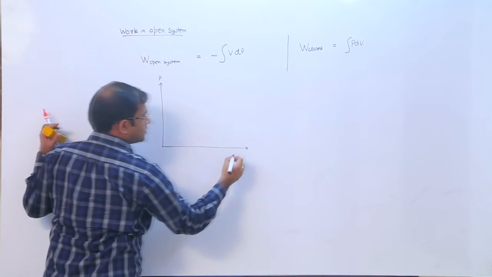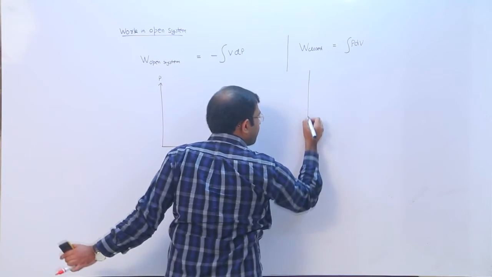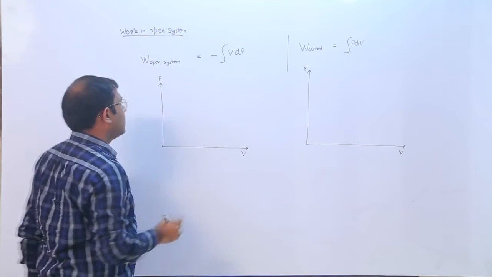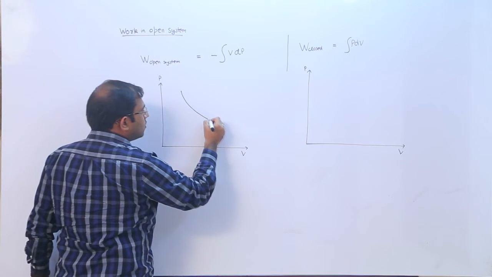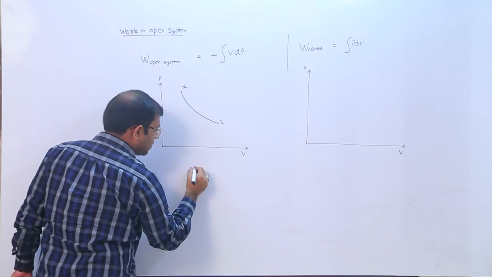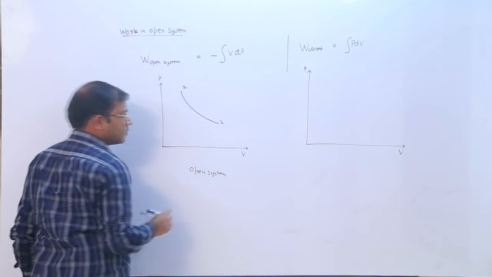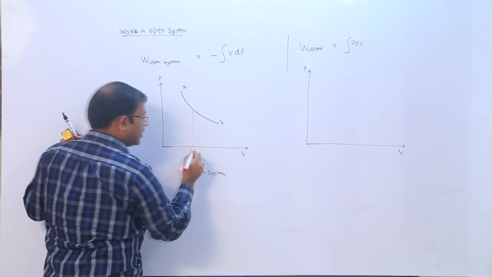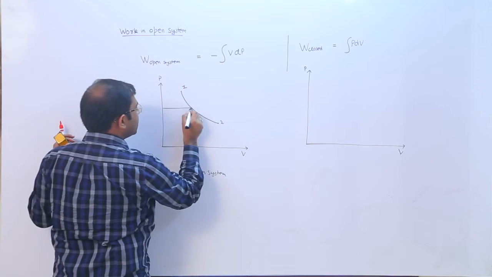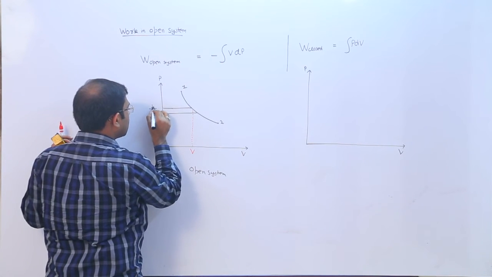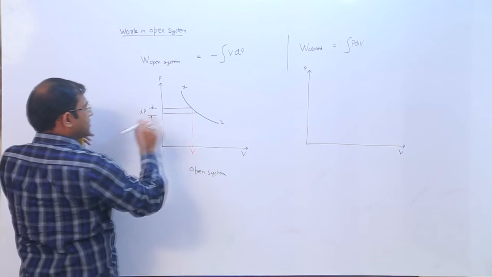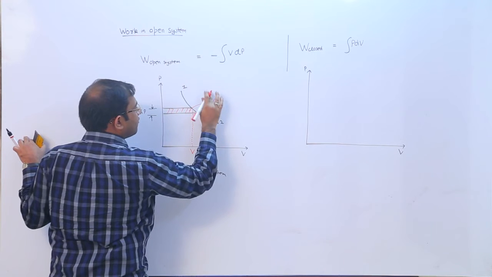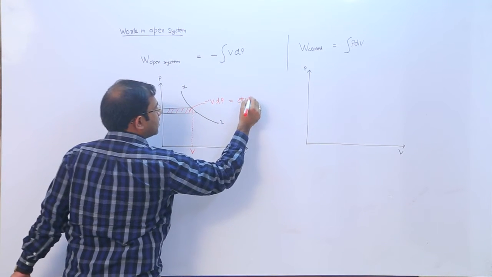Now, this is our pressure axis, this is our volume axis. Similarly, this is our volume axis, this is our pressure axis. Fine. Now, an open system is undergoing a process from 1 to 2. This is for an open system. Now see, let at any intermediate point the volume be V, and for a small time frame the change in pressure is dP. Then see students, this area is nothing but VdP, and the negative of VdP is nothing but your dW.